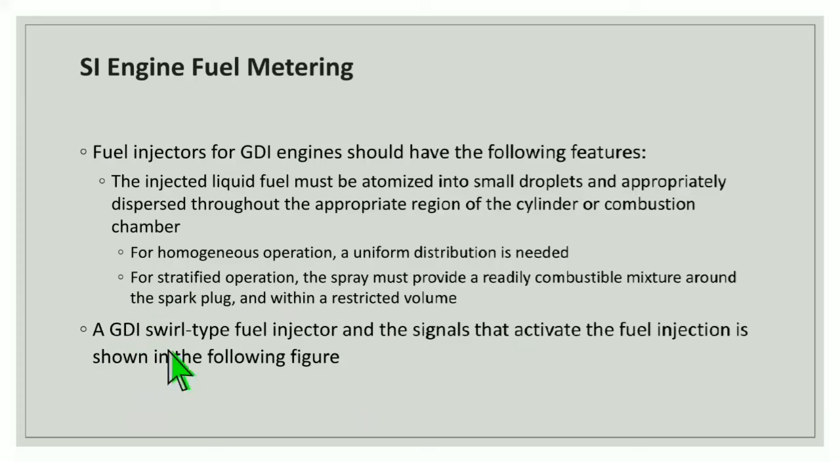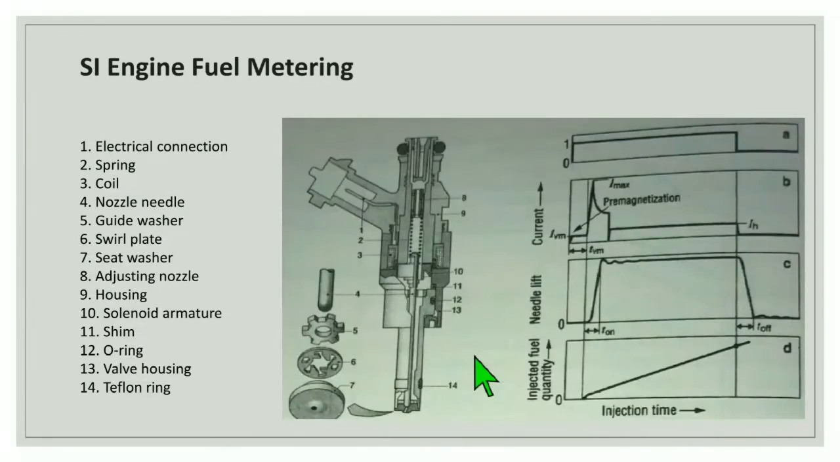A GDI swirl type fuel injector and the signals that activate the fuel injection are shown in the following figure. Here are two figures. The first one is a GDI swirl type fuel injector, and the next one is the signals that activate this. Number 1, electrical connection. Number 2, spring. Number 3, coil. Number 4, nozzle needle. Number 5, guide washer.